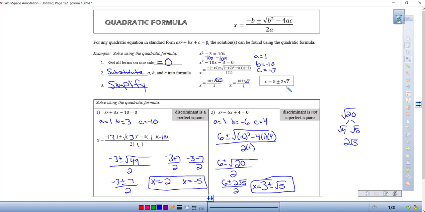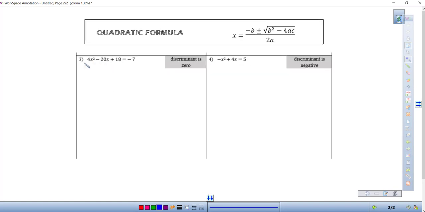This one is kind of similar to what happened up here in this example. This one, A equals 4, B is negative 20, C, we're not equal to 0, so I'm going to have to add the 7 over first. So if I add these together, C is going to be 25. That's really important. It has to be equal to 0.